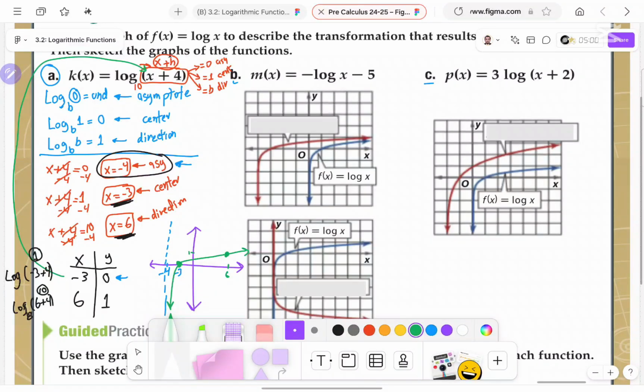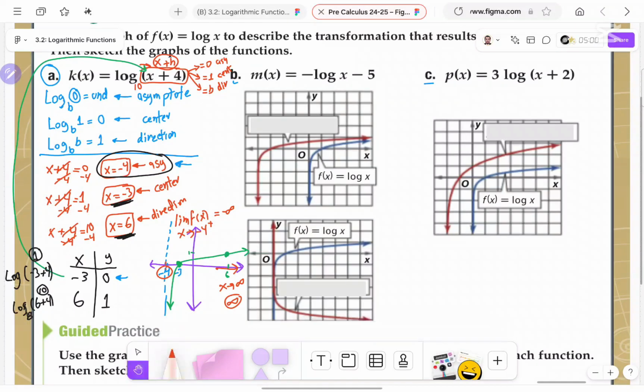Now if I ask you to find the end behavior for this function, the end behavior when x approaches positive infinity is positive infinity. But here, what you have to write is the limit of f of x when x approaches the asymptote. The asymptote is negative 4. So x approaches negative 4 from the right, so it's negative infinity. So this is how I can graph the logarithmic function.